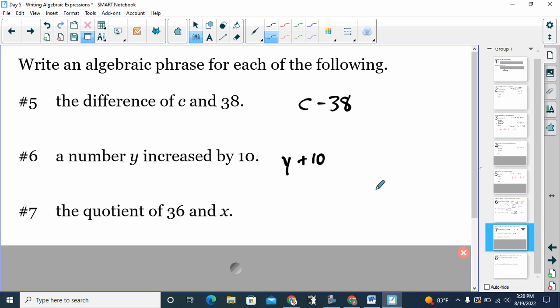Number 7, the quotient of 36 and x. Quotient tells us to divide. Quotient of 36 and x would be 36 divided by x.